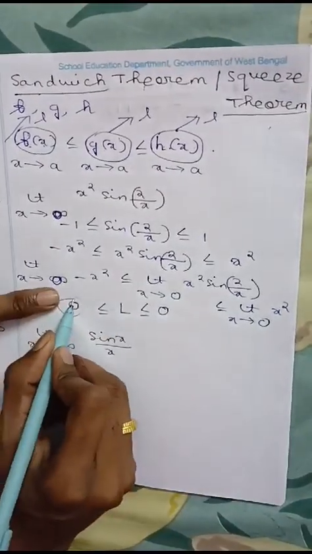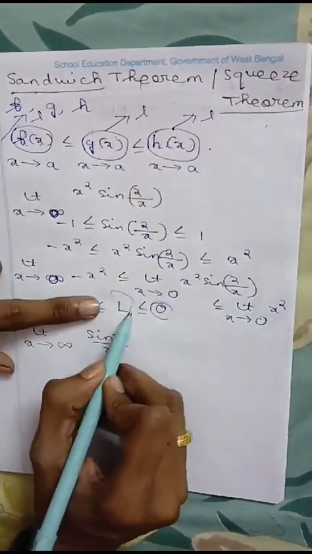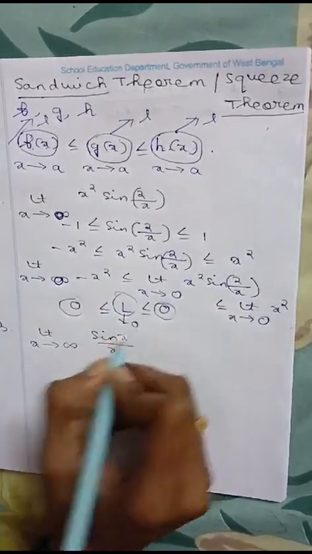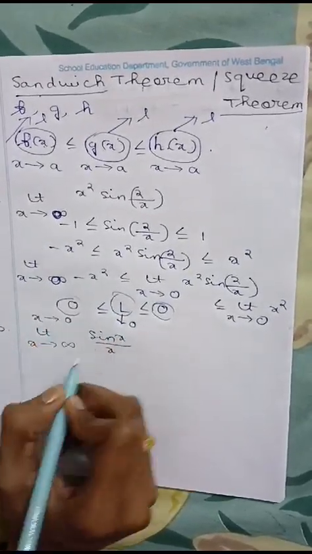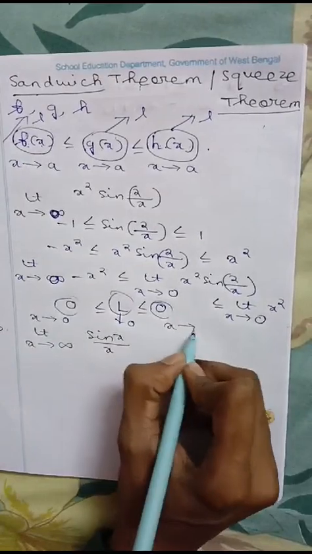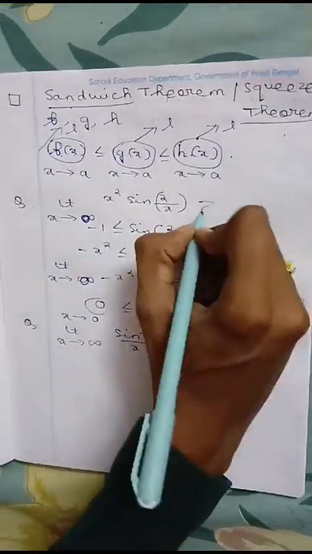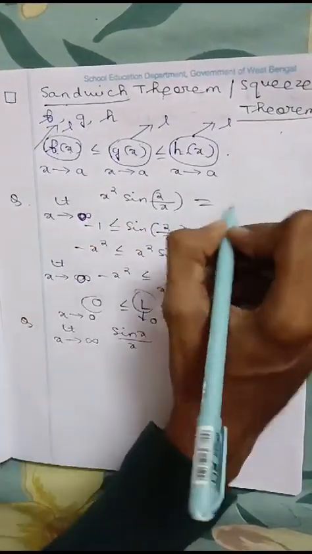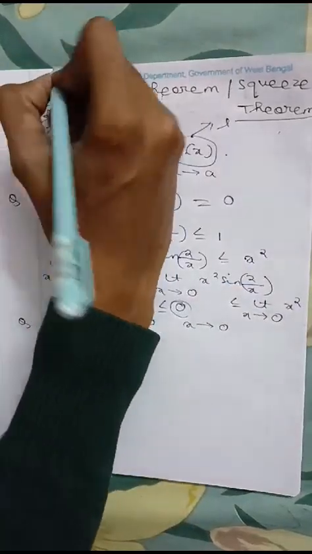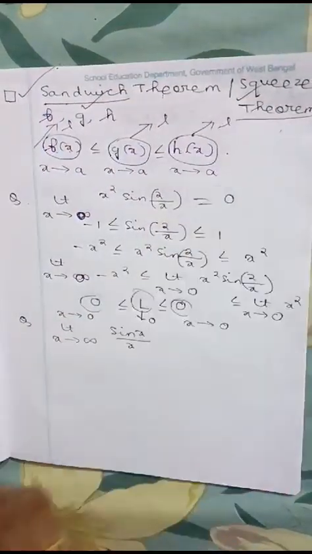So if this is tending to 0 and that is tending to 0, the middle function will also be tending to 0 as x approaches 0. Here the condition is held. So the limit as x approaches 0 of x square sine 2 by x will simply be 0, by using this sandwich theorem, this squeeze theorem.